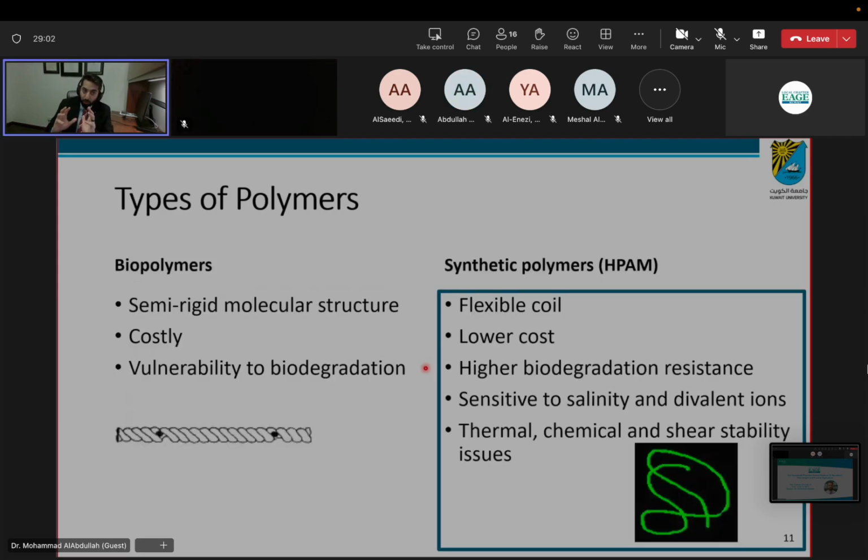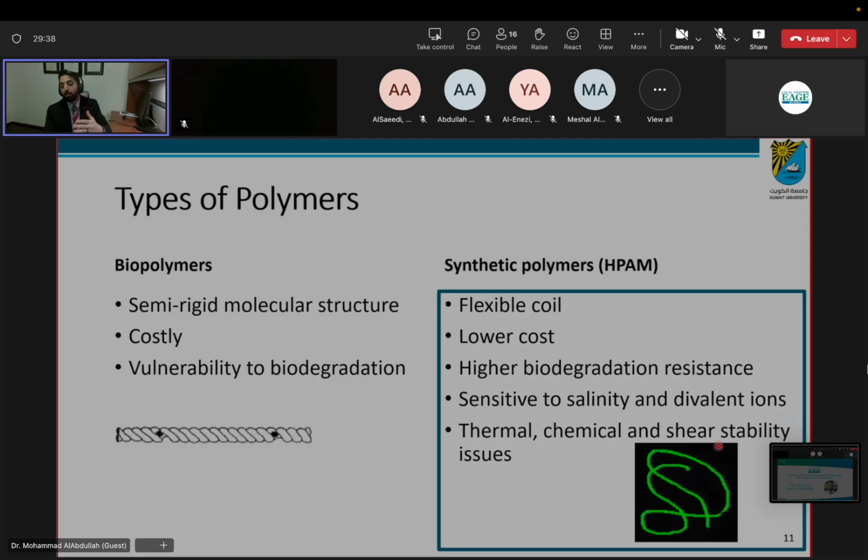I will talk now about the types of polymers, okay? Normally or conventionally, there are two types of polymers we discuss. Biopolymers, which I'm not going to discuss in here, and synthetic polymers, such as HPAM. This is hydrolyzed polyacrylamide, right? These synthetic polymers, and what's very important in here, are flexible coils. The structure is very flexible and it's just like a coil, right? This is a keyword that will be repeated over and over and will control everything in the coming slides.